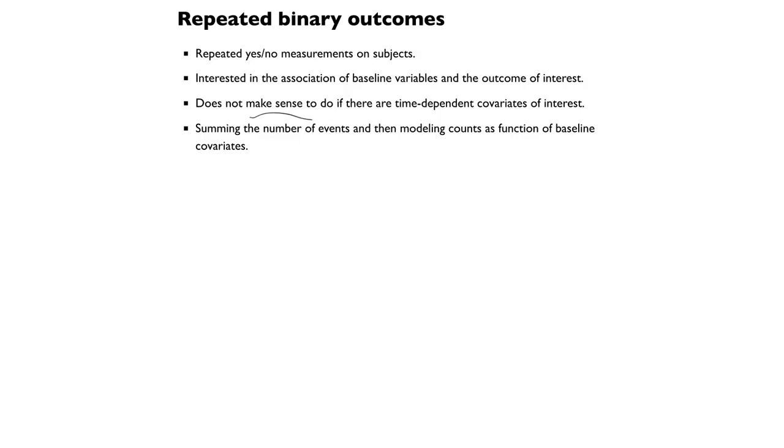Again, if you have time-dependent covariates, it doesn't make sense. You can't average the number of covariates over time versus the outcome over time, because then you have no idea what comes first. You don't know what you're mixing up before and after. That whole time ordering goes away. So this is only relevant, again, if I have fixed baseline covariates.